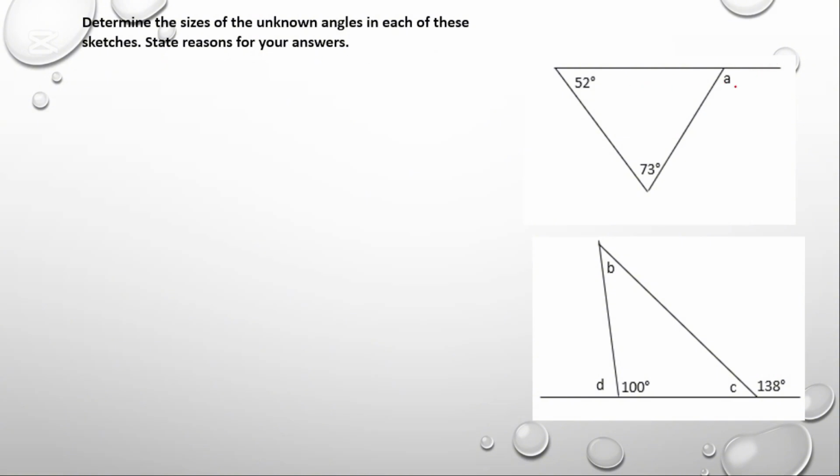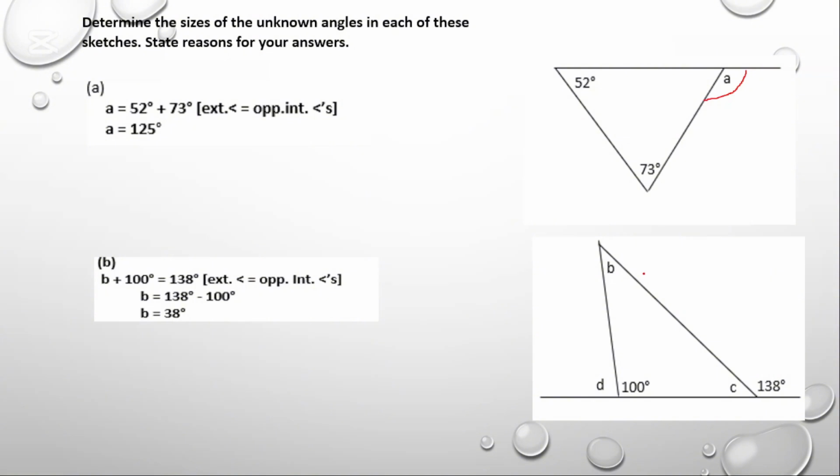You can see A is the exterior angle, and 52 and 73 are the opposite interior angles. We know now that the exterior angle is equal to the sum of the opposite interior angles. So A is equal to 52 degrees plus 73 degrees. Exterior angle is equal to opposite interior angles, and A is equal to 125 degrees. Next one.